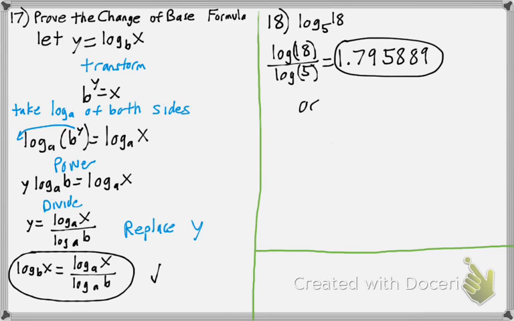Or if you didn't want to use logs, you could use ln's. So if you type in your calculator ln of 18 divided by ln of 5, then you actually will get the same thing. So either use log base 10 or ln, and you should get that same number.